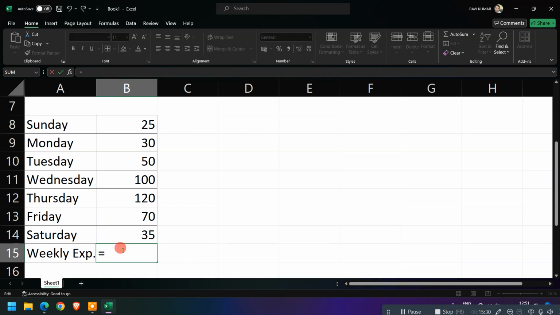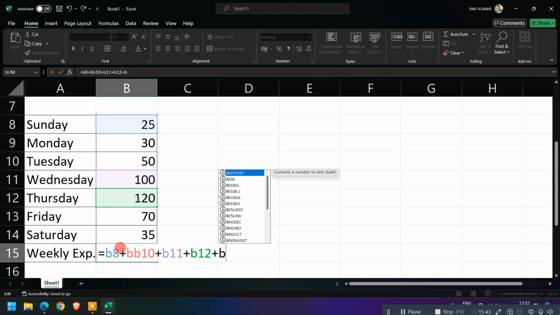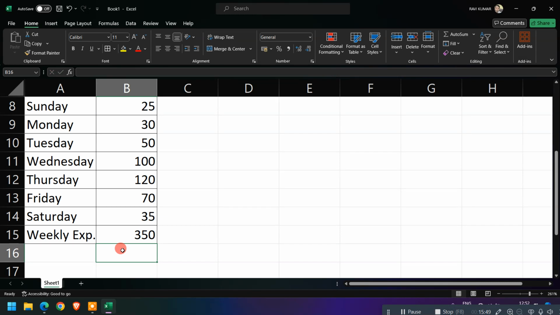So I am applying the formula followed by the equal symbol. B8 plus B9 plus B10 plus B11 plus B12 plus B13, okay, plus B14 also. You can see it is displaying 350. So my weekly expense is 350. You can make your own formula, you can apply your own basic formula also.